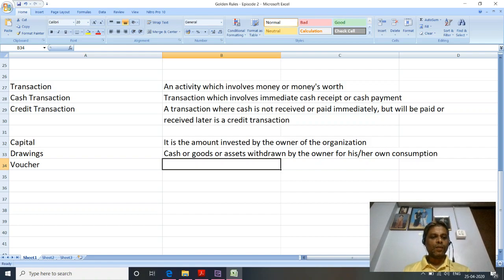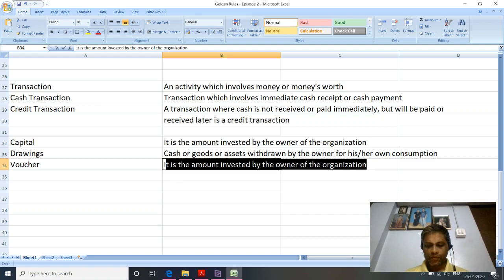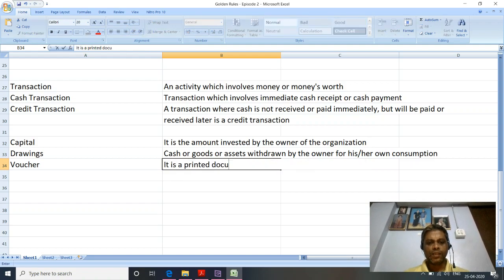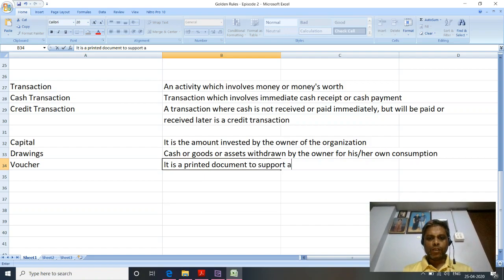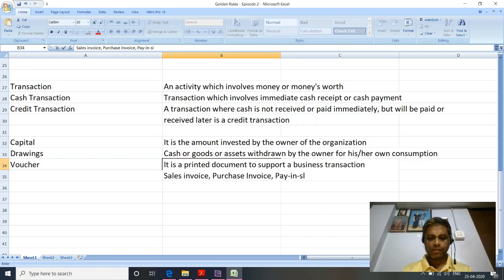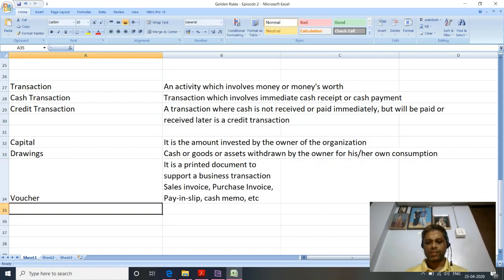Then, what is a voucher? This is one of the basic requirements to understand. It is a printed document to support a business transaction. For example, sales invoice, purchase invoice, bank pay-in slip, cash memos, etc. These are some of the examples of vouchers.